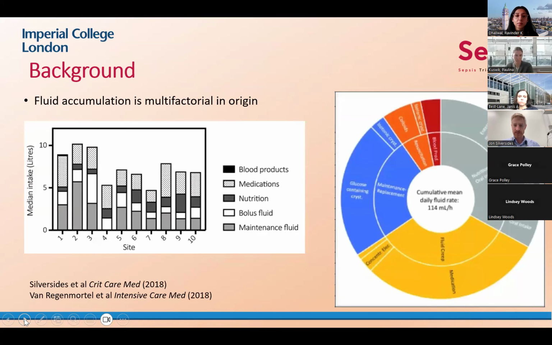Okay, so where does the fluid come from? Well, we tend to think of fluid being given in a hurry, the rescue phase, if you like, and maybe the optimization phase when we're titrating fluid to effect. But in practice, it's actually a lot less exciting than that. A lot of the fluid comes from the day-to-day stuff that we don't even think about. So both of these studies show that a lot of the fluid comes from maintenance. Some of it comes from nutrition, some of it from drug volumes, and only really a minority comes from the conscious administration of fluid boluses designed to improve tissue perfusion.